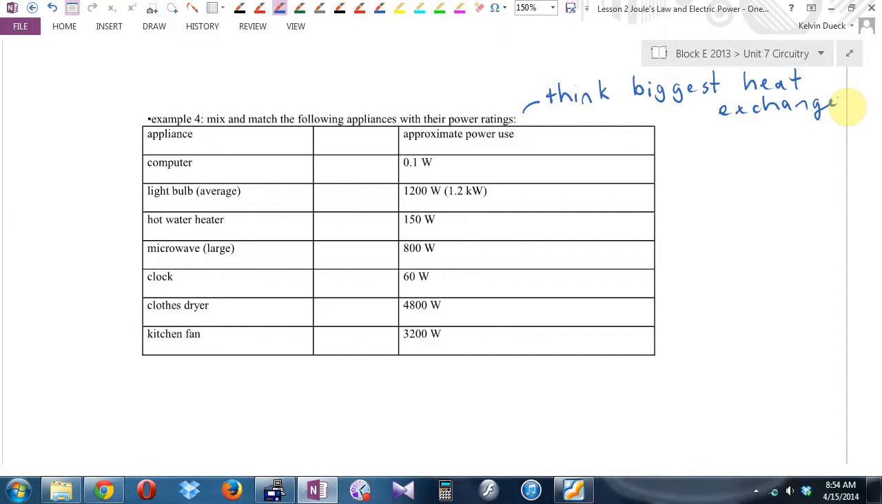What's the highest wattage on the right-hand side? You know what? Clothes dryer. Moral of the story is, hey, don't run your dryer unnecessarily. It draws a lot of power.